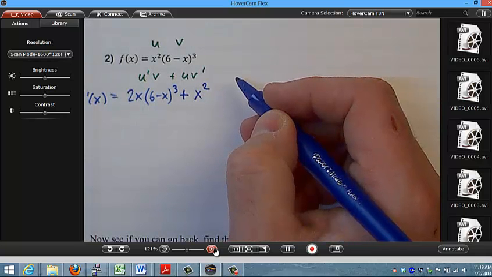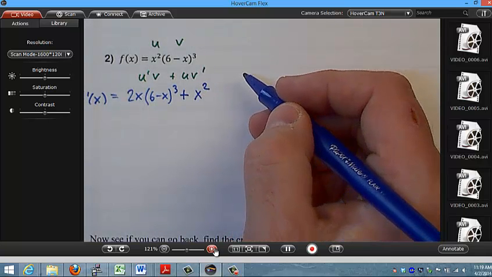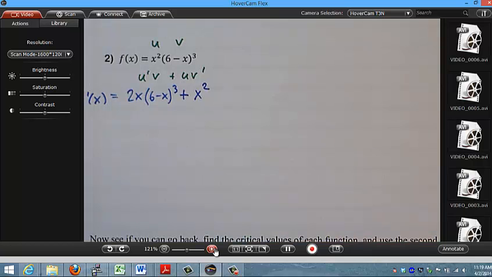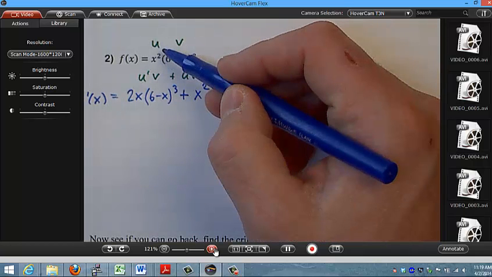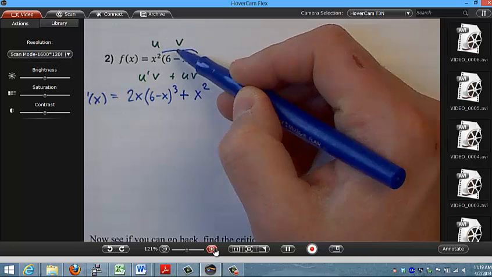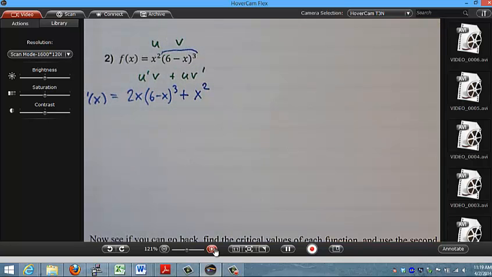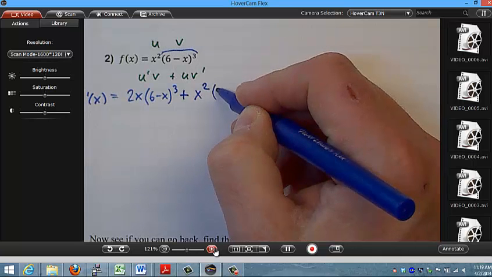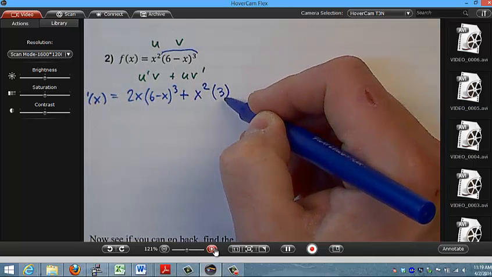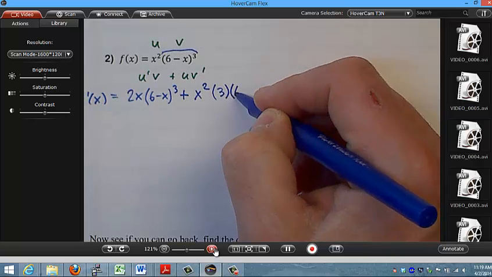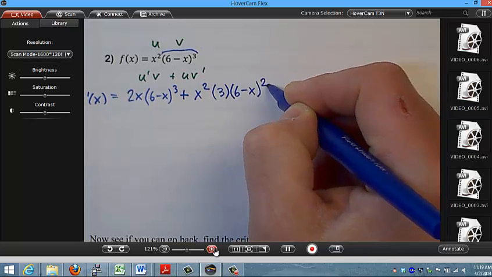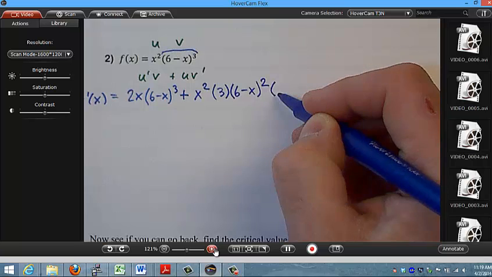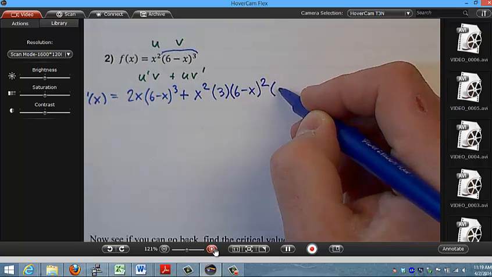Now here's where some people got hung up. How do you find v prime? First of all, what is v? V is this 6 minus x cubed, right? So walk me through the steps. Bing. And then bing. And then what's the bong? Okay, that's the chain rule.